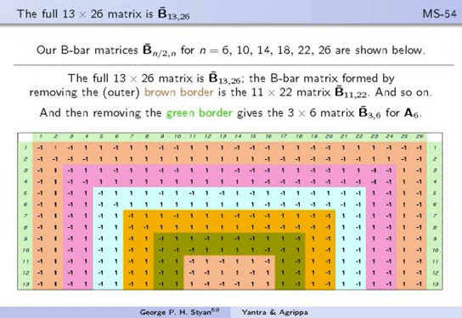Our reduced magic basis B bar matrices for n equal to 6, 10, 14, 18, 22, and 26 are shown in the picture below. The full 13 by 26 matrix is B bar 13, 26. If we remove the brown border, we get the 11 by 22 matrix B bar 11, 22, and so on, all the way down to the green border. Removing it gives the 3 by 6 B bar 3, 6 for the original Agrippa-Cardano matrix A6.